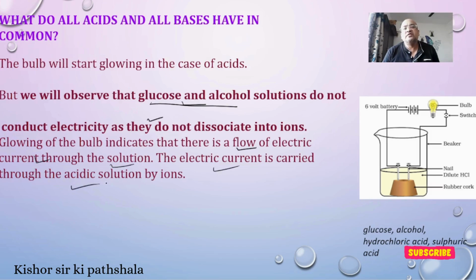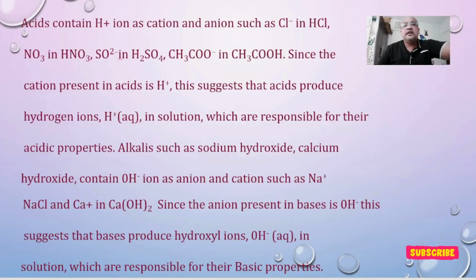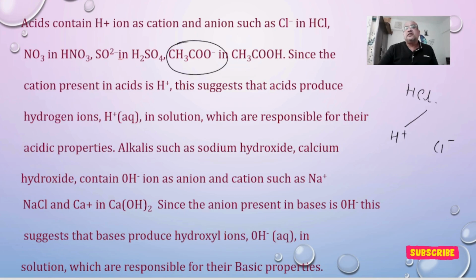The electric current is carried through the acidic solution by the ions, right? In case of acidic solution, what is happening? The electric current is carried through the acidic solution by the ions. Acid contains H plus ions as cations and the anion is Cl minus in HCl. If you see here in HCl, H plus is the cation and Cl minus is the anion. Like you see that acetate is there in acetic acid, sulfate is there in sulfuric acid, and you have got nitrate in nitric acid.